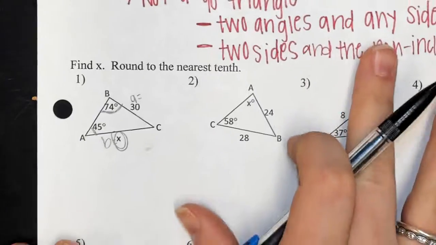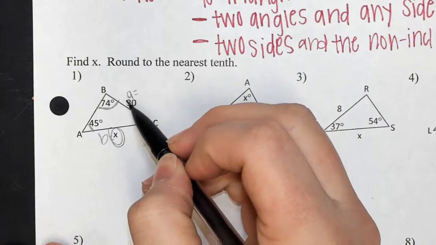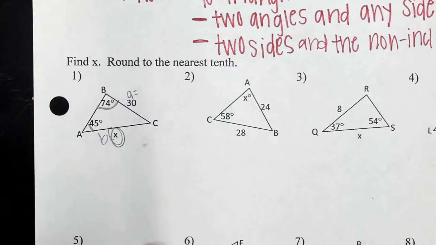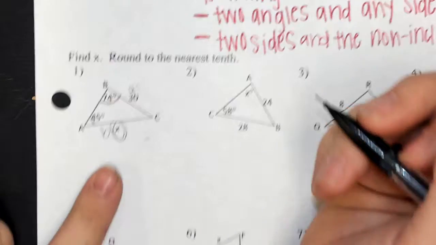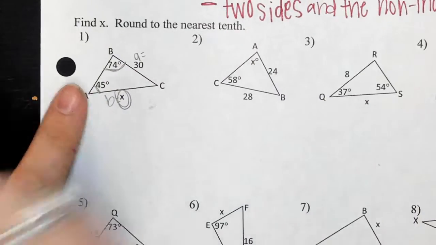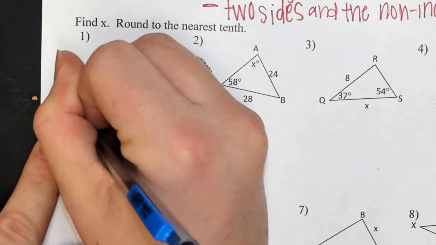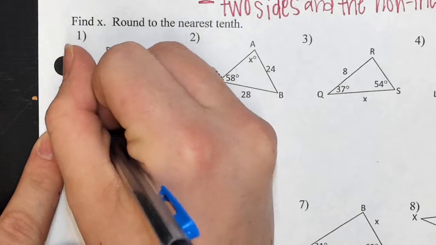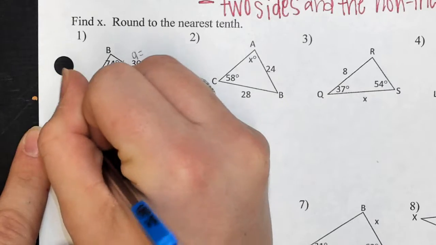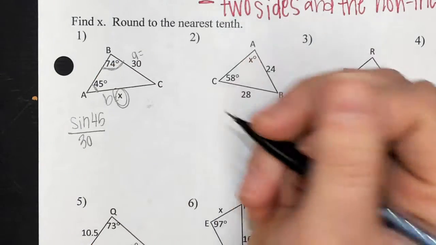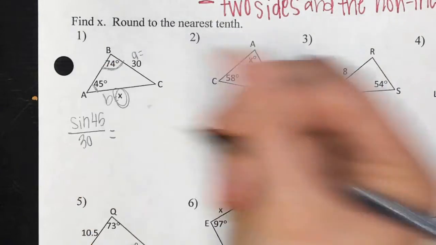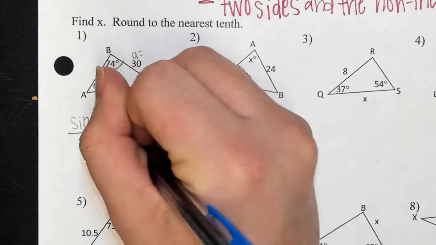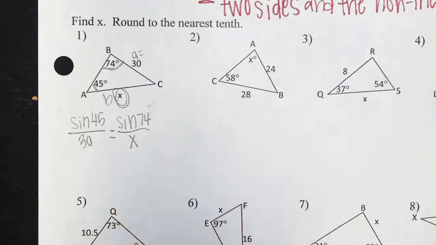Alright, so we know A, and we know part of B. Do we know anything about C? So we're not going to use it. Let's use our formula, the portion of A and B. Sine of A, which is 45 over 30, equals sine of B, which is 74 over X.